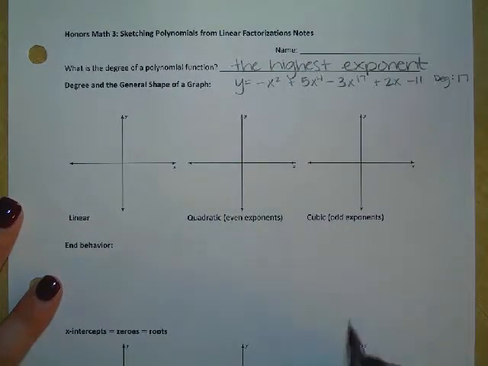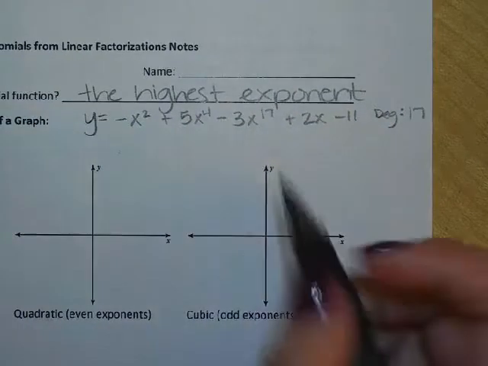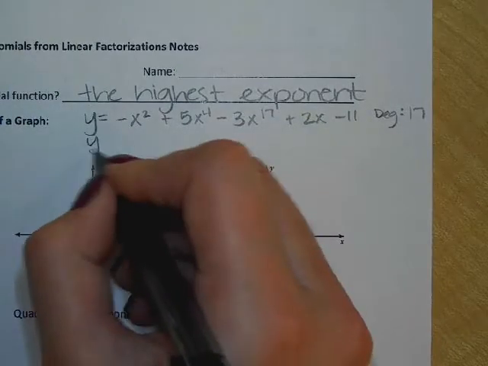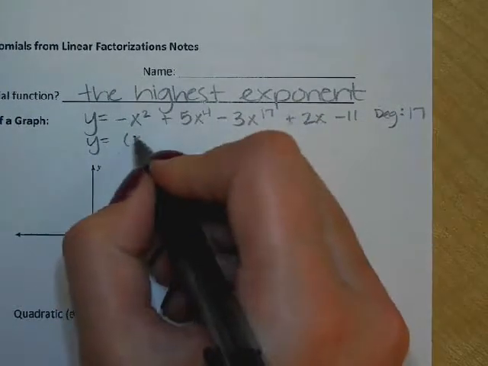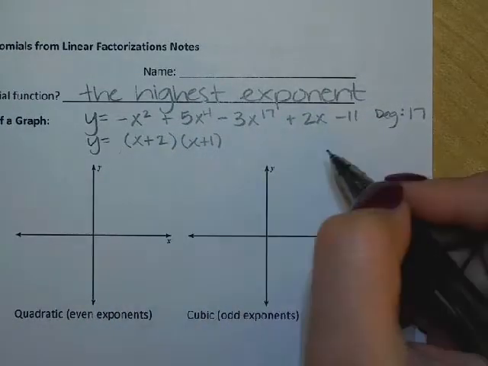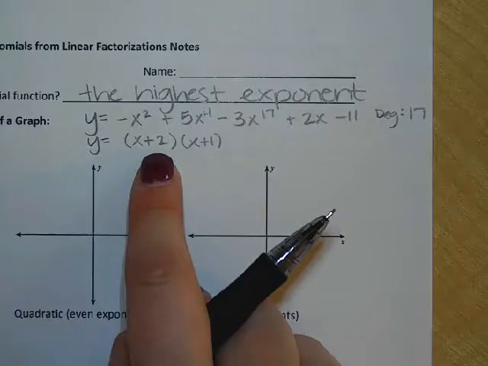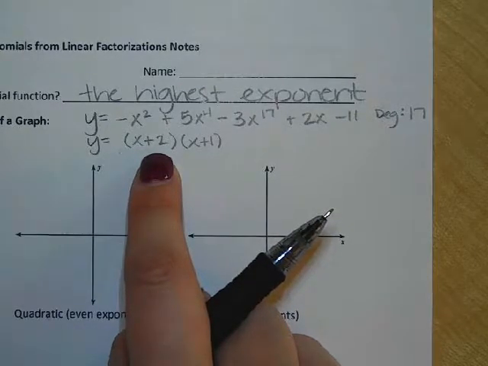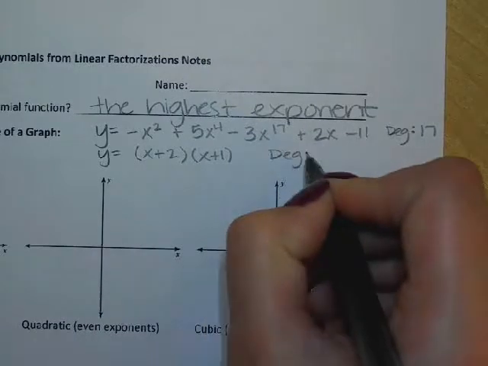Okay. And the degree always comes in the standard form. We think of it as the highest exponent. So if we have something in factored form, like if I have x plus 2 times x plus 1, what would the degree of this function be? It would be a degree of 2 because I have to picture what would happen if I FOILed it out. Does that make sense? And if I FOILed this out, I would get an x squared. And so that tells me that this is a degree of 2.